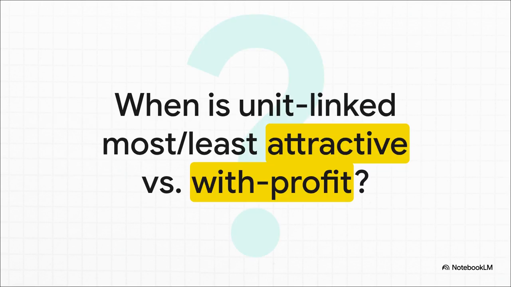So, I'll leave you with one final thought to chew on. Under what kind of economic conditions would a unit-linked contract be a really attractive option for a customer? And when would it be the absolute worst choice compared to, say, a stable with profit policy? Think about a long bull run versus a crazy volatile market. If you can really get your head around the why behind a customer's choice in those scenarios, you'll have absolutely mastered this topic.